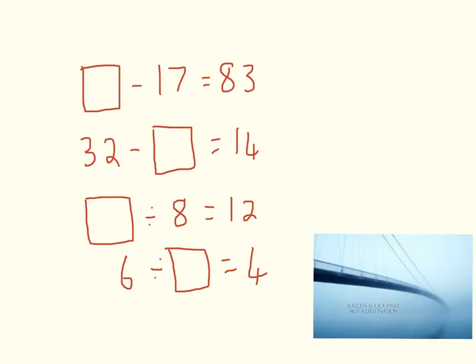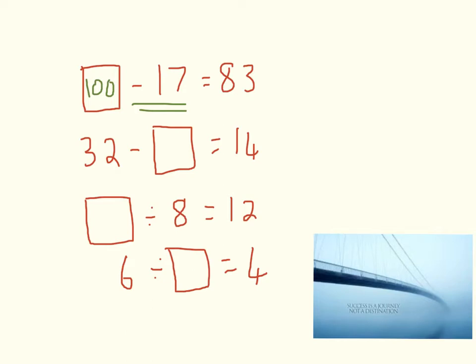Now, have a go at these 4 questions and think about the operation that you need to do to find the missing values. I'm sure that you've realised that the order in which the numbers are positioned in subtractions and divisions is significant in terms of the operation you use. Here, I would need to undo taking away 17, so I'll have 100. Essentially, I'll have to add the 17 to the 83.